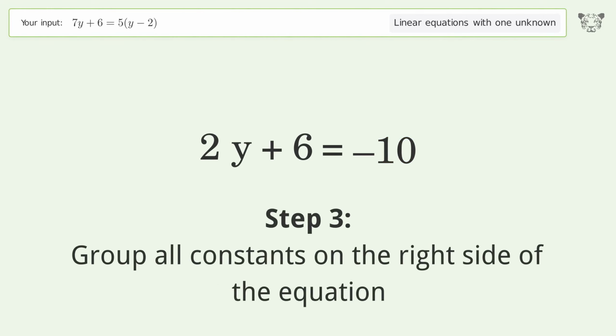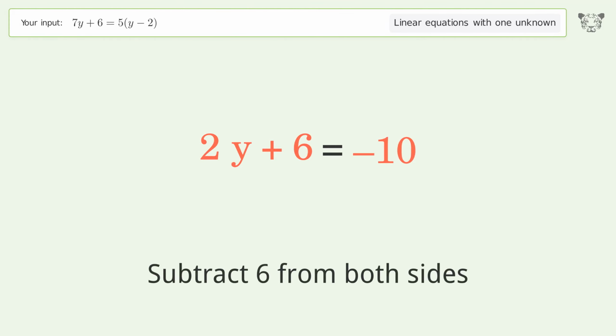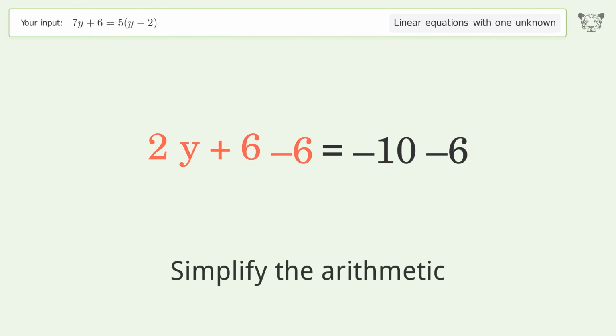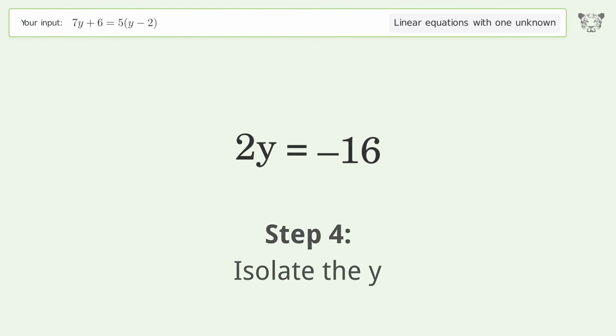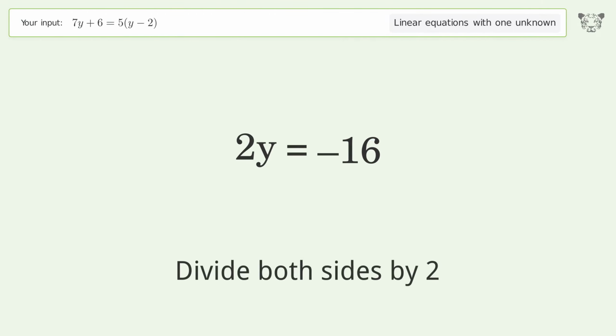Group all constants on the right side of the equation. Subtract 6 from both sides. Simplify the arithmetic. Isolate the y. Divide both sides by 2.